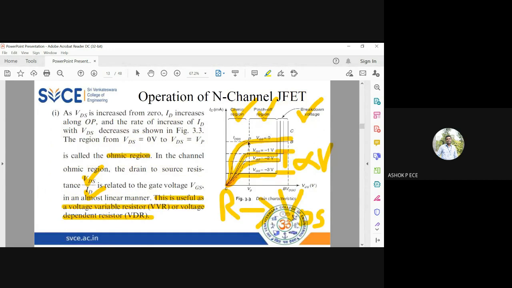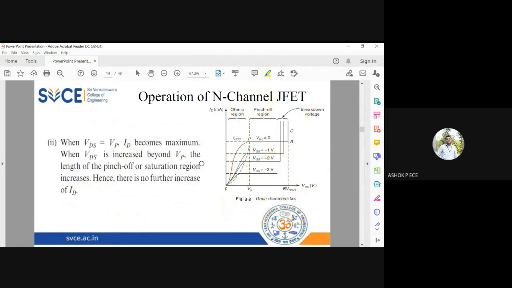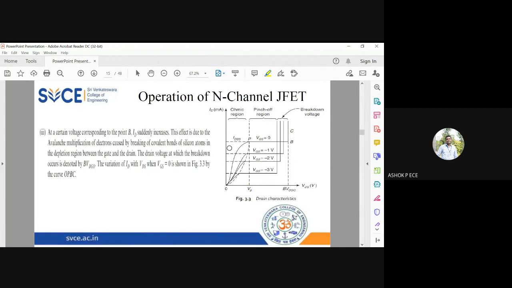Okay, so the value at which the current becomes constant is called the pinch off voltage, VP. So when VDS equals VP, you see ID is maximum. So however much you increase VDS beyond VP, the length of the pinch off will increase and you will not get any increase in the drain current. It is not going to increase because the area becomes minimum, so constant current flows through your device.